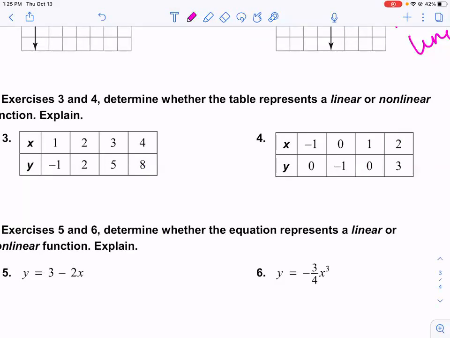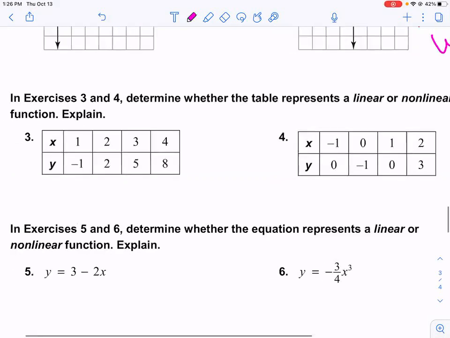Wait, Miss Hogan, for Y's, does it have to change by the same number? So the X's need to change by the same number, and the Y's need to change by the same number. But the X's and Y's don't have to change by the same number as each other. Like in the example that we did over here, these weren't the same number, but from X to X, they're the same, and from Y to Y, they're the same. Did that get across? Okay.